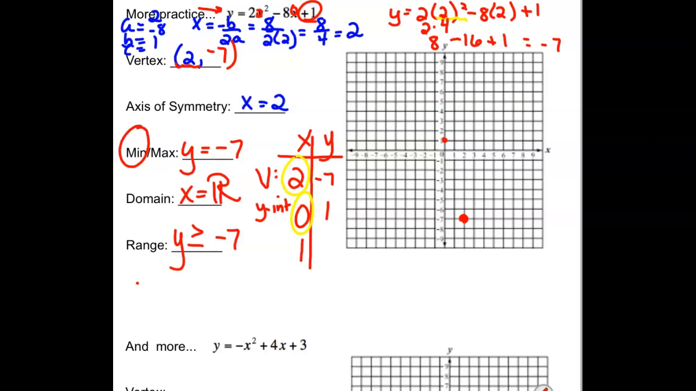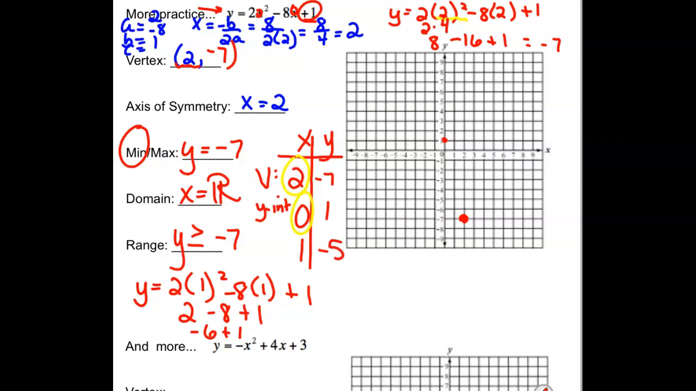So we're going to plug a 1 into our equation. It was 2 times our x value squared minus 8 times our x value plus 1. Simplifying that, 1 squared is 1 times 2 is 2. We're subtracting 8 times 1, which is 8, and we're adding 1. 2 minus 8 is -6. Adding 1 gets me -5. So I know another point on my parabola would be 1, -5.